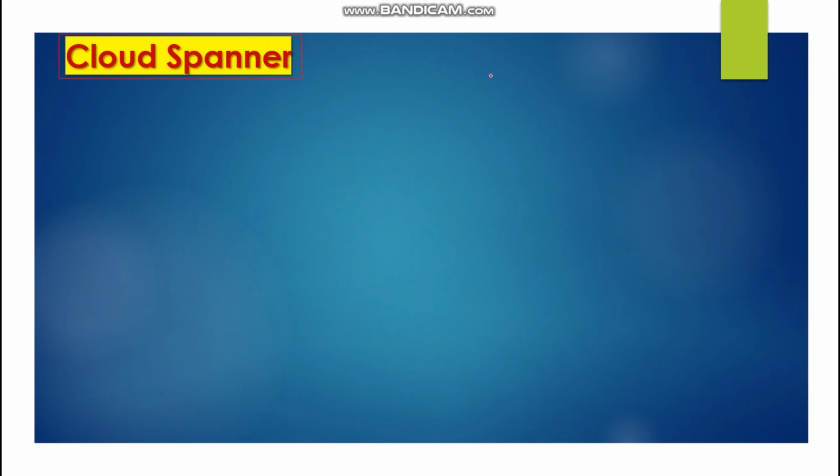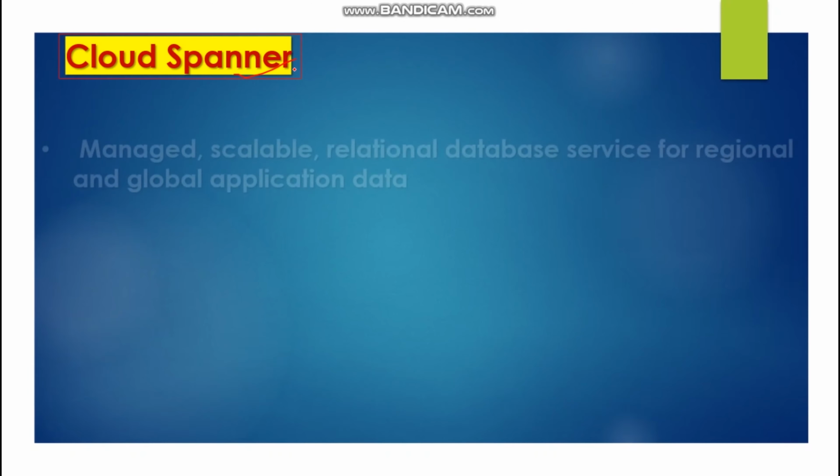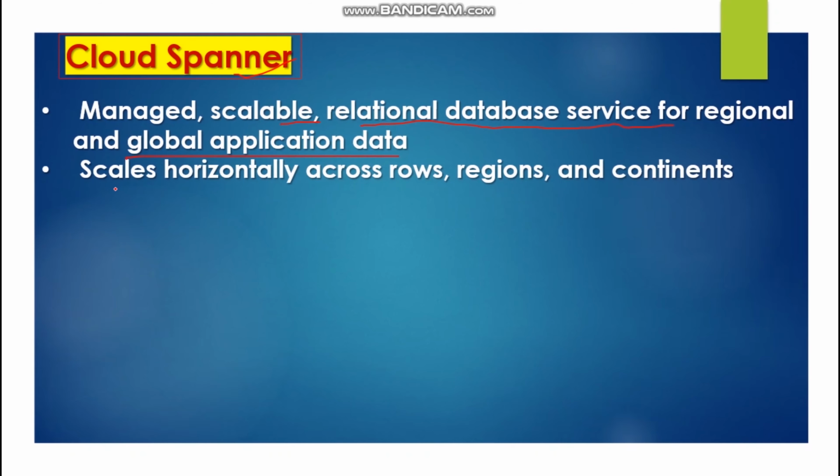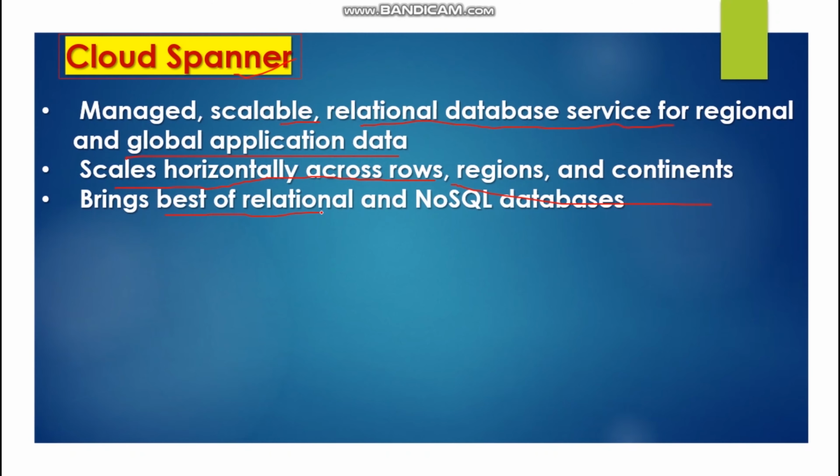All right. So now it's time for us to learn about Cloud Spanner. And this is one of GCP's very differentiating services from other cloud providers because it has lots to offer to its users. So it's a managed, scalable service for regional and global application data. Okay, it scales horizontally across rows, regions, and continents. All right, and it brings the best of relational database and NoSQL database. So relational database here is known for its high scalability.